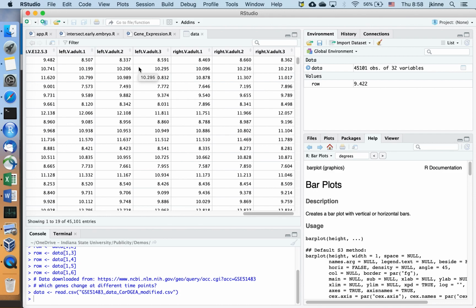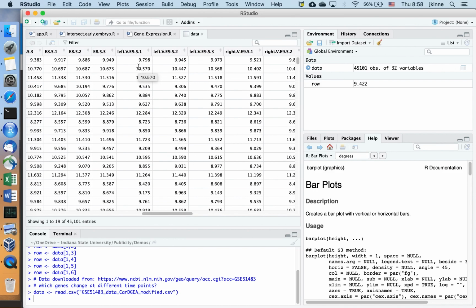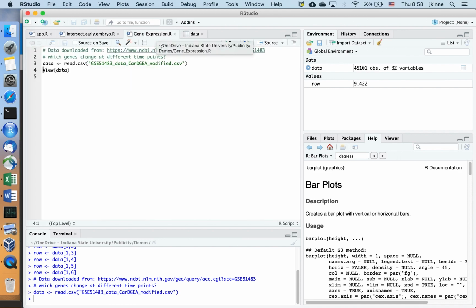The question that we want to look at is, in this data, which of the genes show the biggest changes at the key time points? There's 45,101 genes, and we want to see what we can do to figure that out with not much R code and not much time. So that's the challenge, and we'll do that in the next video.